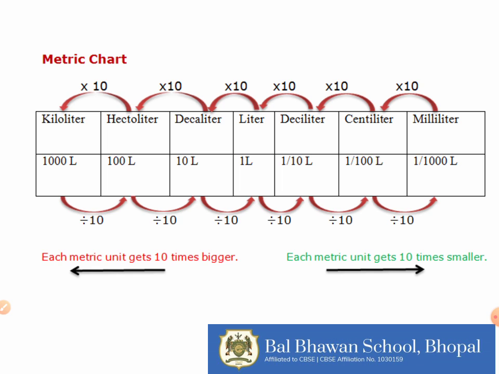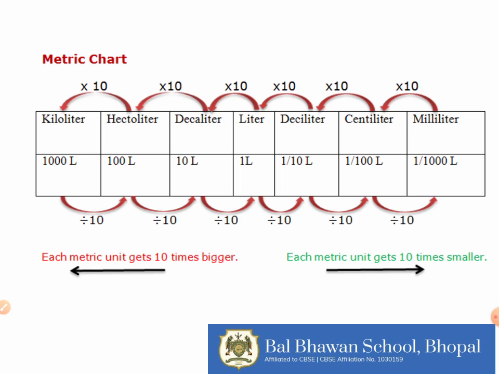Similarly, we can convert smaller unit to bigger also. As we have learned in our previous classes, to convert bigger unit into smaller, we multiply, and to convert smaller unit into bigger, we divide. For example, converting milliliter to centiliter, we divide by 10. To convert centiliter to deciliter, we divide by 10 and so on.